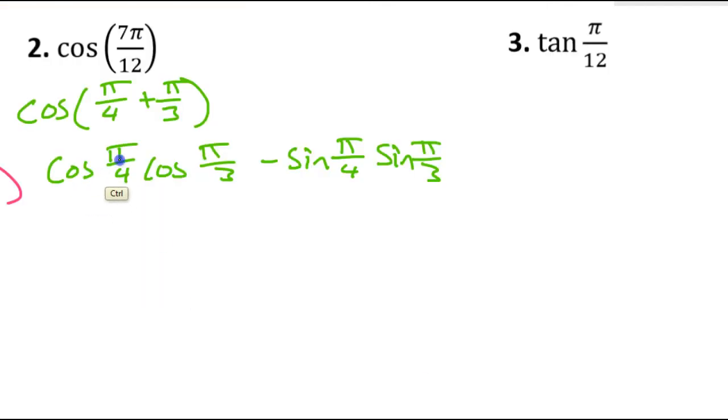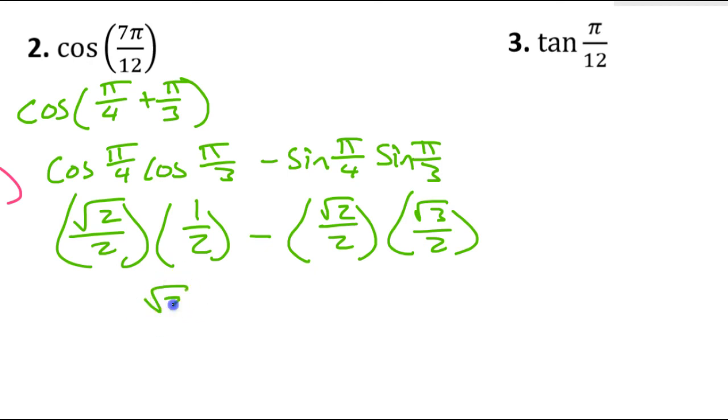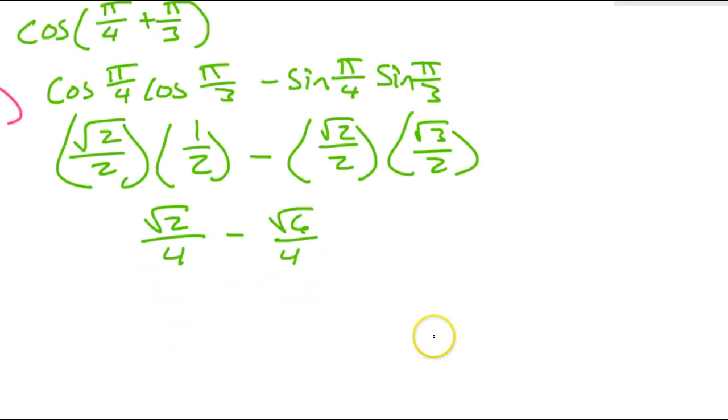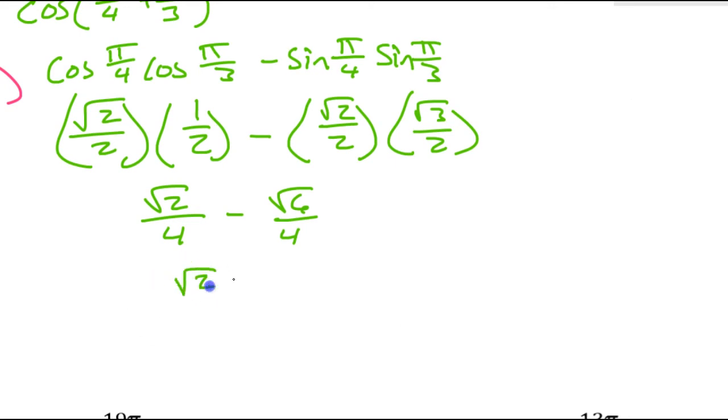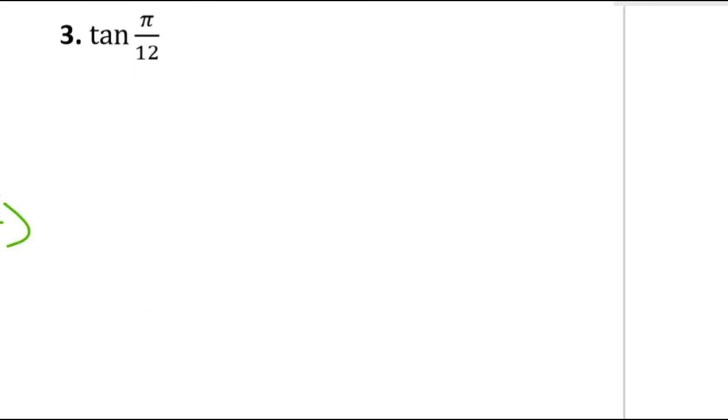So cosine of pi over 4 is radical 2 over 2. Cosine of pi over 3 is 1/2. Sine of pi over 4 is radical 2 over 2. And sine of pi over 3 is radical 3 over 2. So this is going to make radical 2 over 4 minus radical 6 over 4. So in the end, we will have radical 2 minus radical 6 over 4.